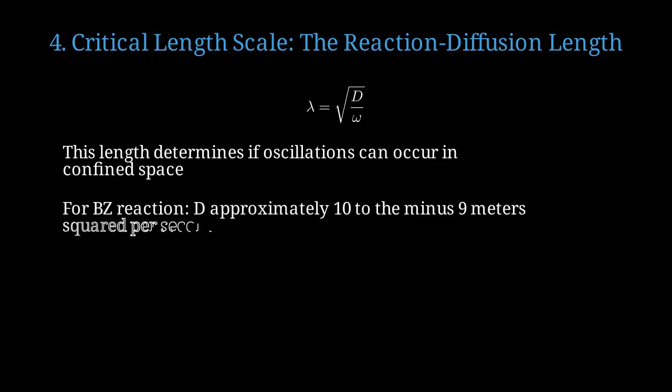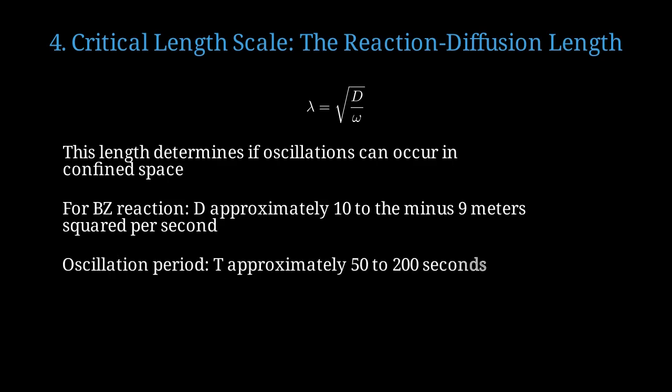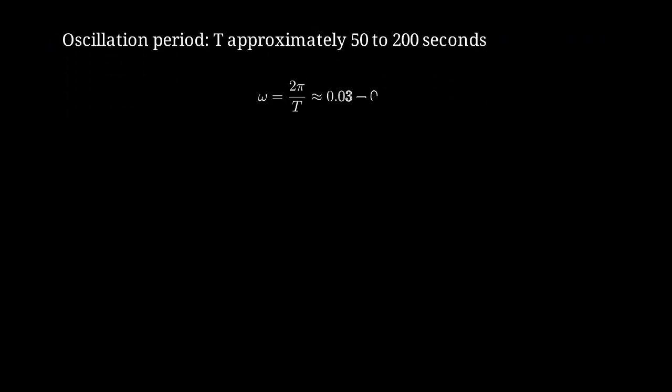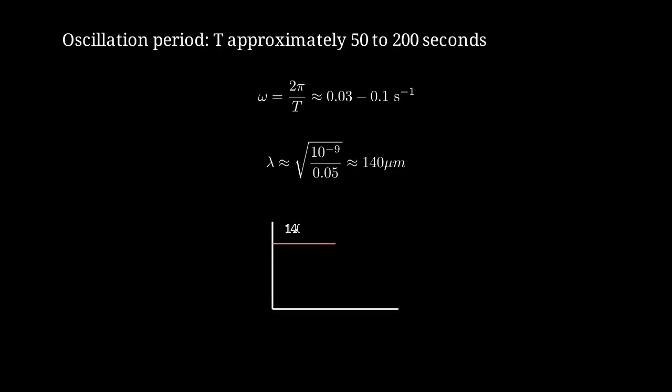For typical BZ reactions, the diffusion coefficient D is approximately 10 to the minus 9 meters squared per second. The oscillation period T ranges from about 50 to 200 seconds depending on concentrations. Therefore, the angular frequency omega equals 2 pi over T, giving approximately 0.03 to 0.1 per second. Plugging in these values, lambda is approximately 140 micrometers, a critical number we'll use repeatedly. This 140 micrometer scale represents a critical boundary between different dynamical regimes.